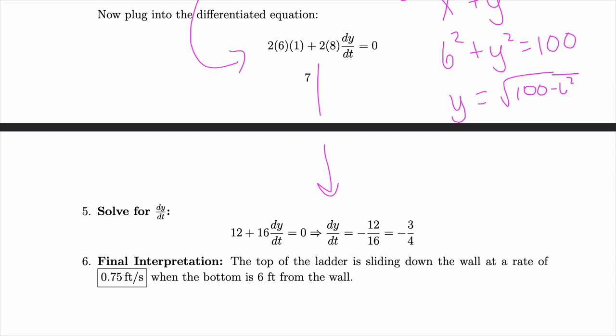So again, probably the most important step is being able to interpret this answer. To interpret this, we would say the top of the ladder is sliding down the wall at a rate of 0.75 feet per second when the bottom is 6 feet from the wall. A little note on the negative sign: you do have to be clear which direction it's going, right? So that's why we're saying the ladder is sliding down the wall at a rate of 0.75 feet per second. We're acknowledging that it's negative there.